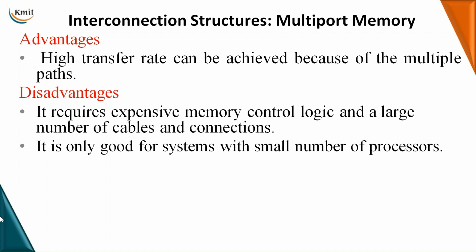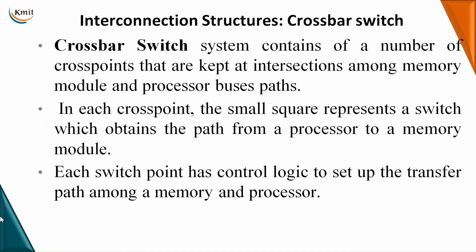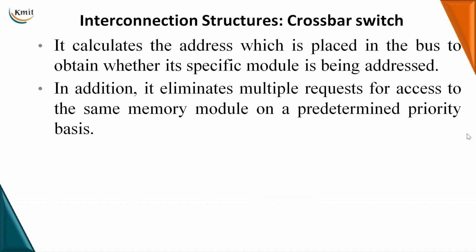A large number of cables and connections are also required. It is good for systems with a small number of processors. The next type of interconnection structure is the crossbar switch. The crossbar switch contains a number of cross points that are placed at the intersections between the memory modules and the processor buses. In each cross point there is a small square that represents a switch, which obtains a path from a processor to a memory module. And each switch point has control logic to set up the transfer path between the memory and the processor.